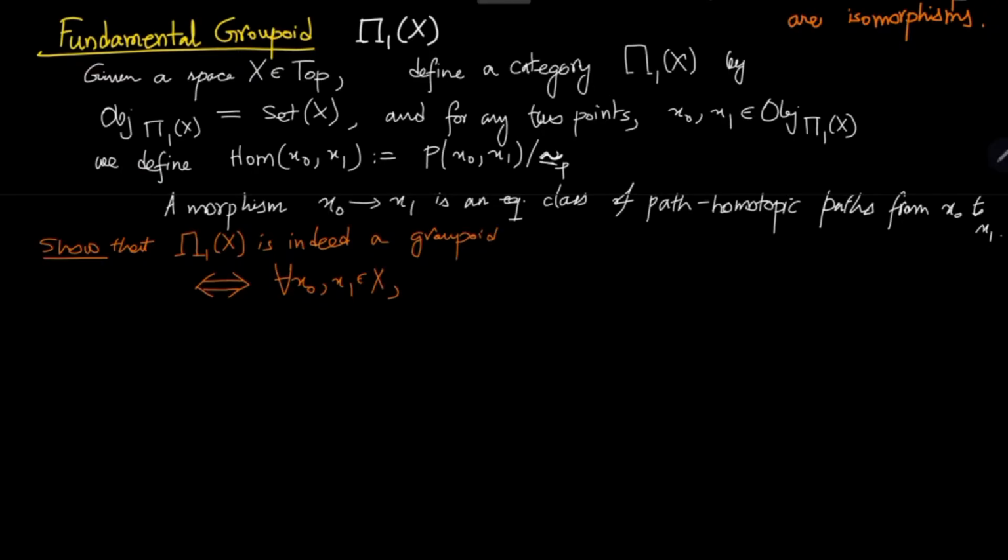So for any two points in X, we have to show that for any path P from x0 to x1, there is a path Q from x1 to x0 such that P composed with Q. Okay, so there's the catch.